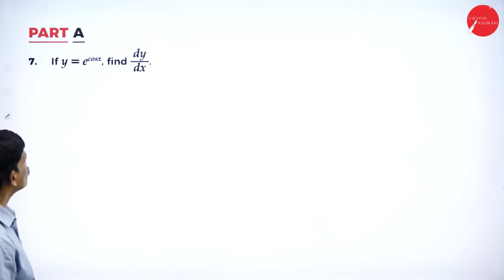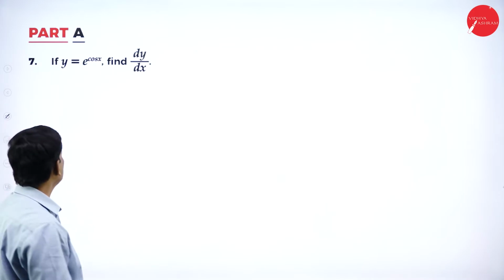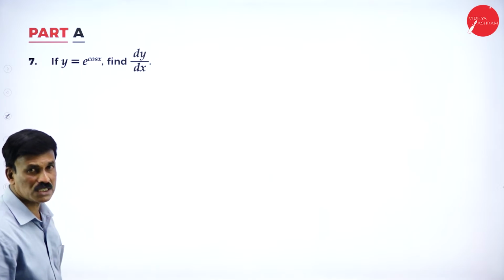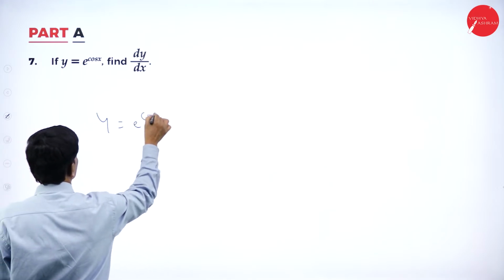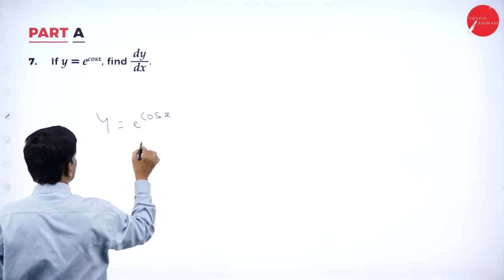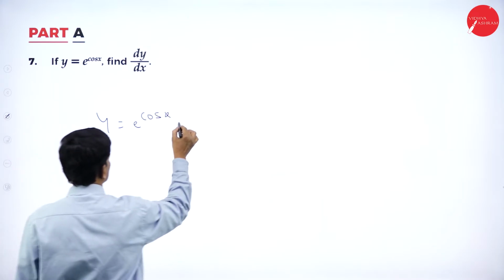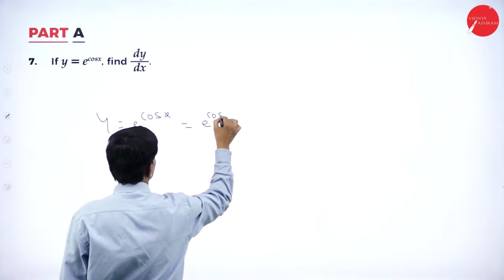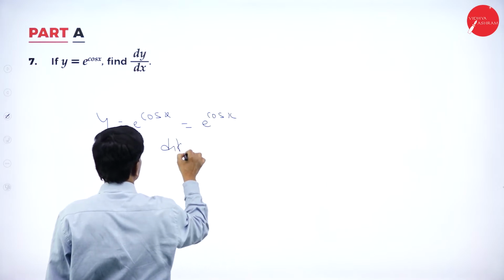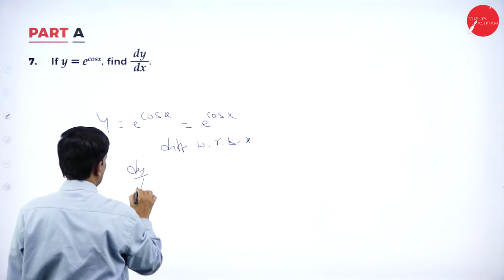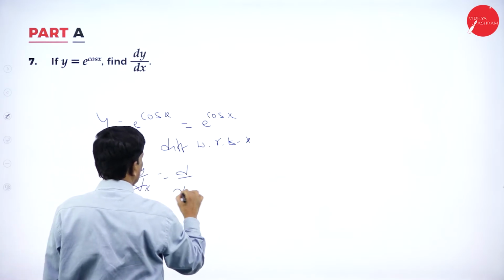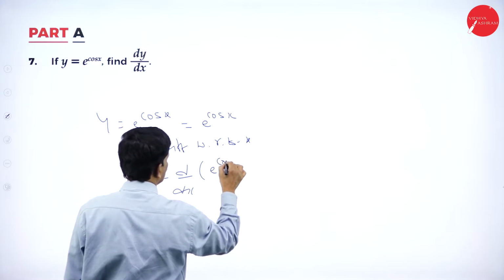Question number 7. That is from derivatives. If y is equal to e to the power of cos x, find dy by dx. Now what is given? y is equal to e to the power of cos x. Now differentiating with respect to x, dy by dx is equal to d by dx of e to the power of cos x.